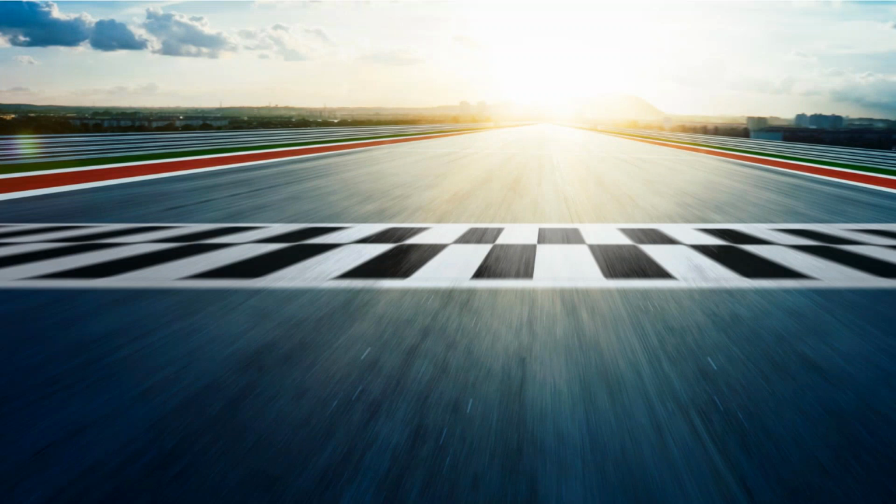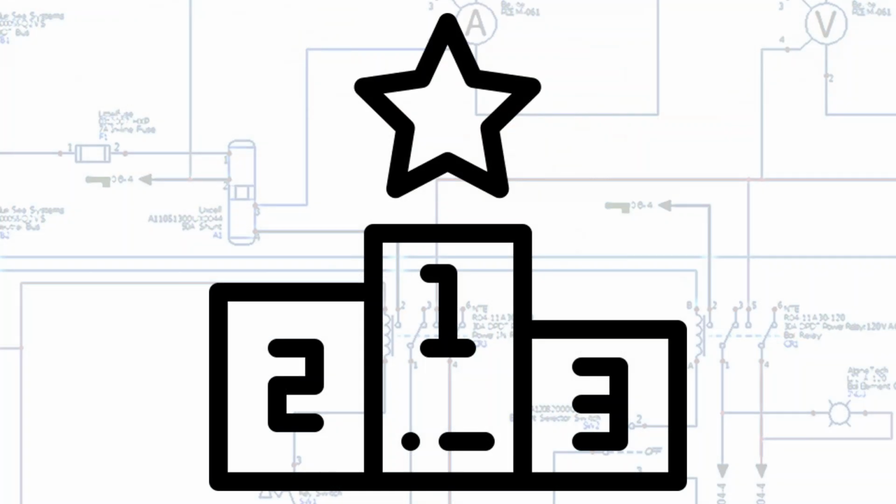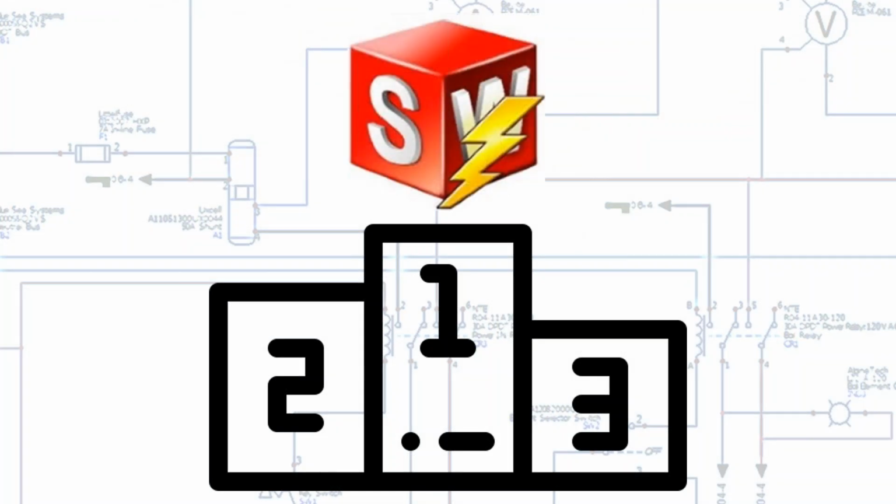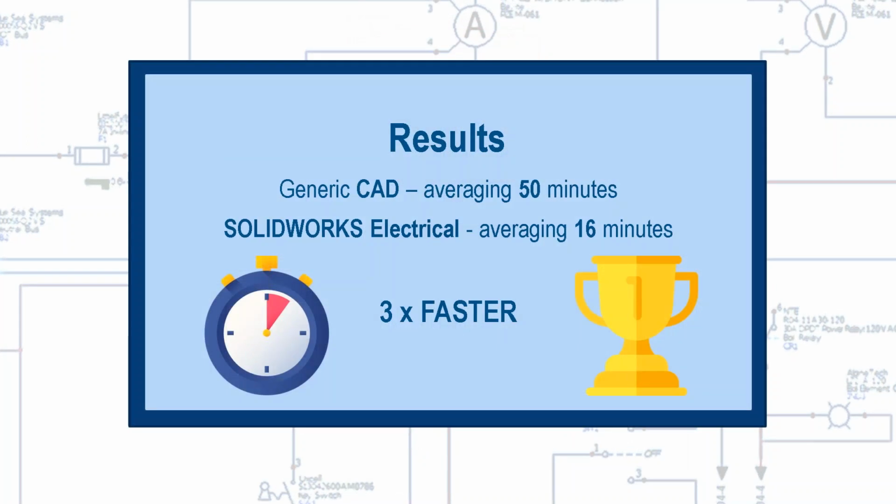So now we're at the finish line. What does that actually translate to for you, the users? Well, I think in this challenge, it's clear to see who the winner is. When you're looking at SOLIDWORKS Electrical versus generic CAD, SOLIDWORKS Electrical will come out on top every time, in my opinion. So again, we are seeing an average of 50 minutes within that data set, and an average, I rounded up, of 16 minutes in SOLIDWORKS Electrical. So we're seeing a 3 times improvement in efficiency, right off the bat.